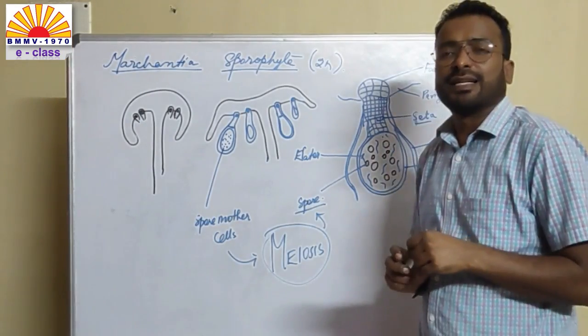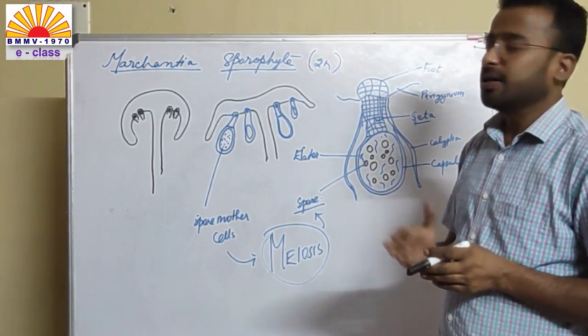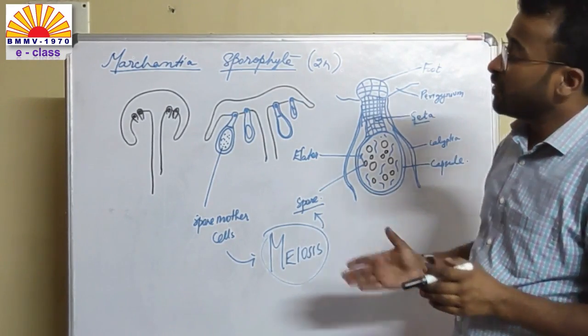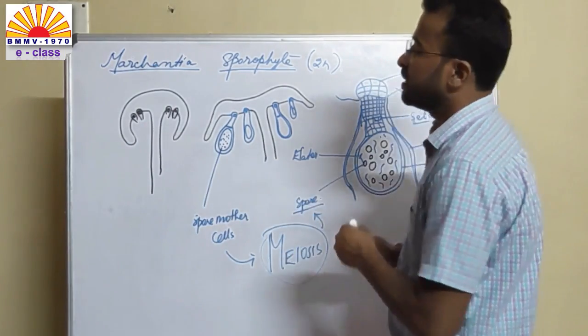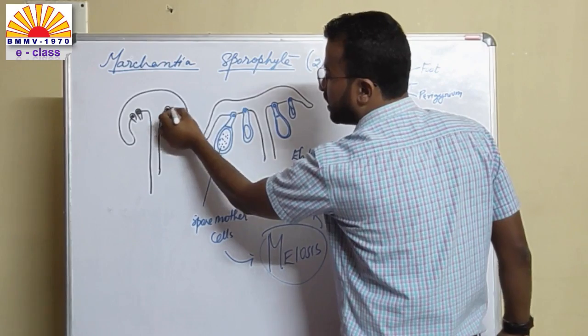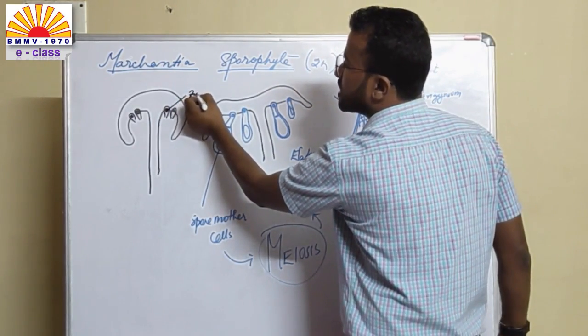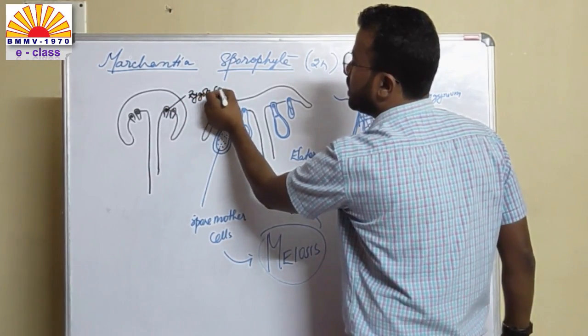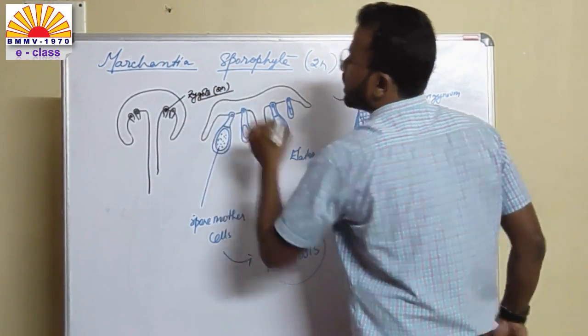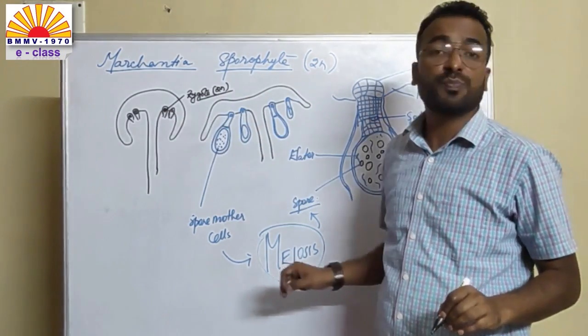Now let us look at the sporophyte of Marchantia. You must be following in the slides regarding the sporophyte. Now after fertilization, what happens? The female archegonium will contain the egg, and after fertilization the egg will be converted into a zygote. Zygote is a 2n structure, that is a diploid structure. This is the beginning of the sporophyte.